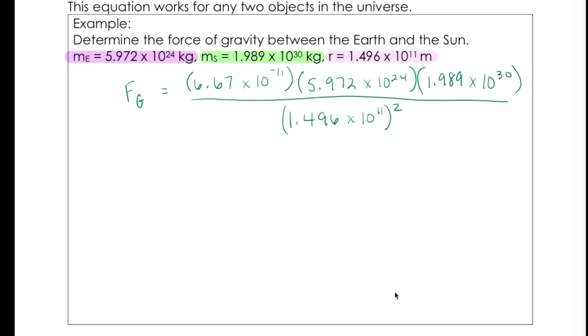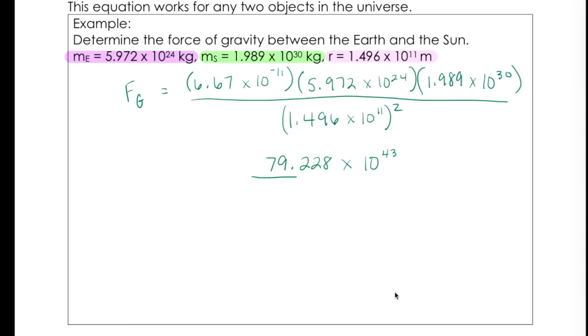Okay, once again, when multiplying scientific notation, I'm going to multiply the first numbers together. So 6.67 times 5.972 times 1.989. Then I'll take that times 10, and I'm going to add the exponents for all of the values. So negative 11 plus 24 plus 30. When I do that, I get that my answer for the top is 79.228 times 10 to the 43rd.